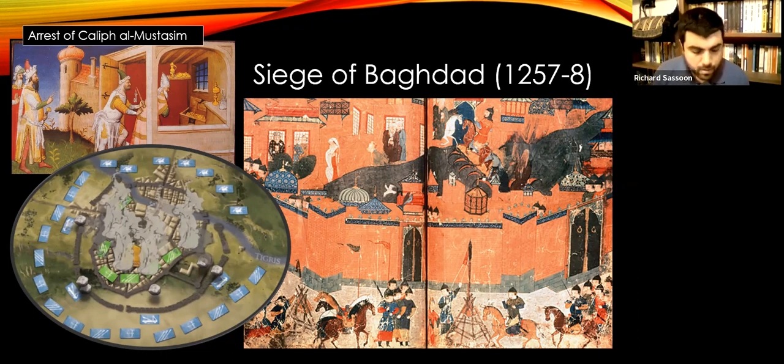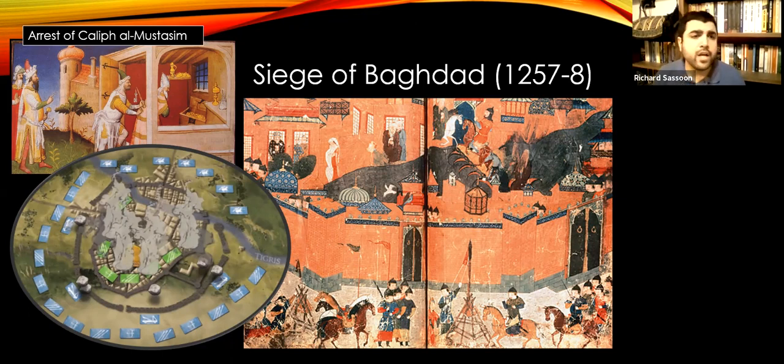Now, there are many stories about what Baghdad looked like after the siege. There are stories about the rivers running red with the blood of the people. There are stories about the rivers running black with the ink of the scholars, because the Bayt al-Hikmah, the House of Wisdom, was destroyed, and numerous other priceless treasures that had been in Baghdad were destroyed or ruined.